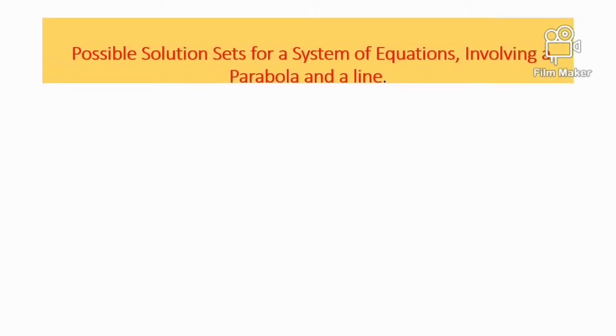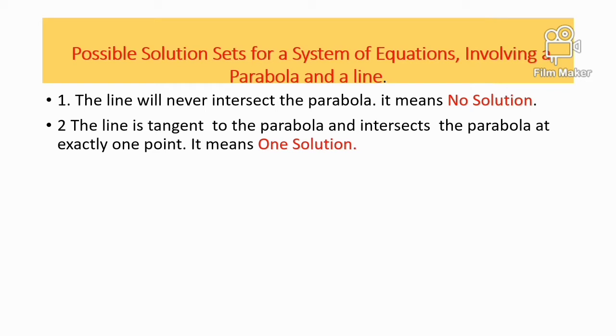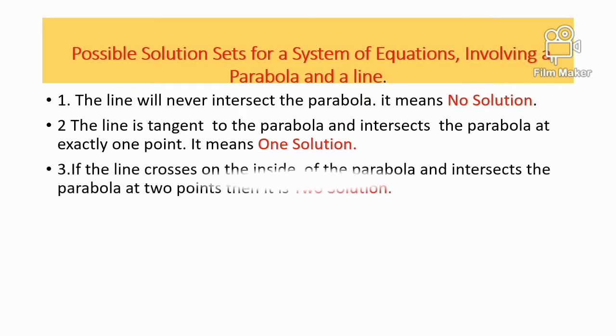Possible solution sets for a system of equations involving a parabola and a line. Number 1. The line will never intersect the parabola. It means no solution. Number 2. The line is tangent to the parabola and intersects the parabola at exactly one point. It means one solution. Number 3. If the line crosses the inside of the parabola and intersects the parabola at 2 points, then it's two solutions.